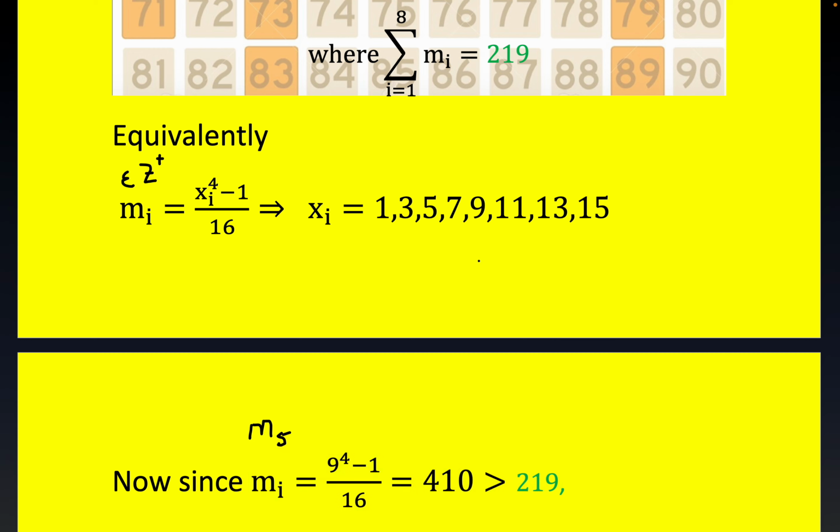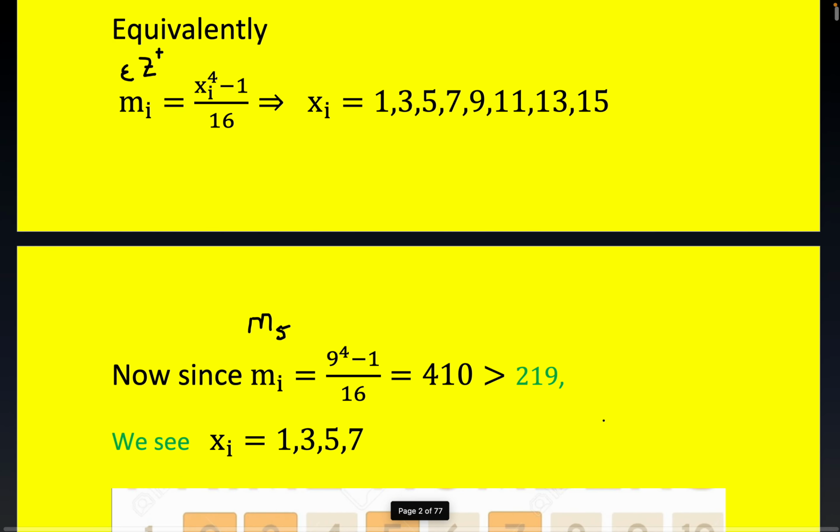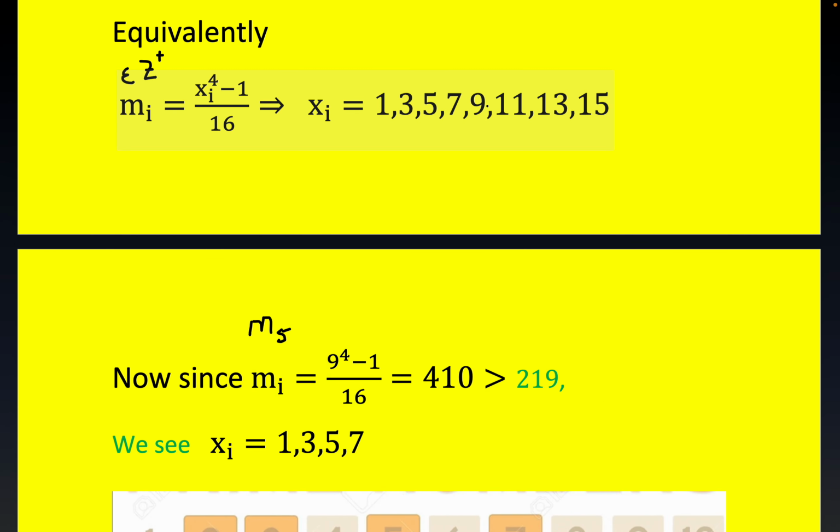And so there's no way you're going to get a summation where the m sub i's equal 219, right? And so what that does is that the possibilities would be everything less than 9. You see this 9 here? Certainly it would be bigger for all the other numbers past 9, right? So we can only consider 1, 3, 5, and 7 as our x sub i's. All right, so let's go down now.